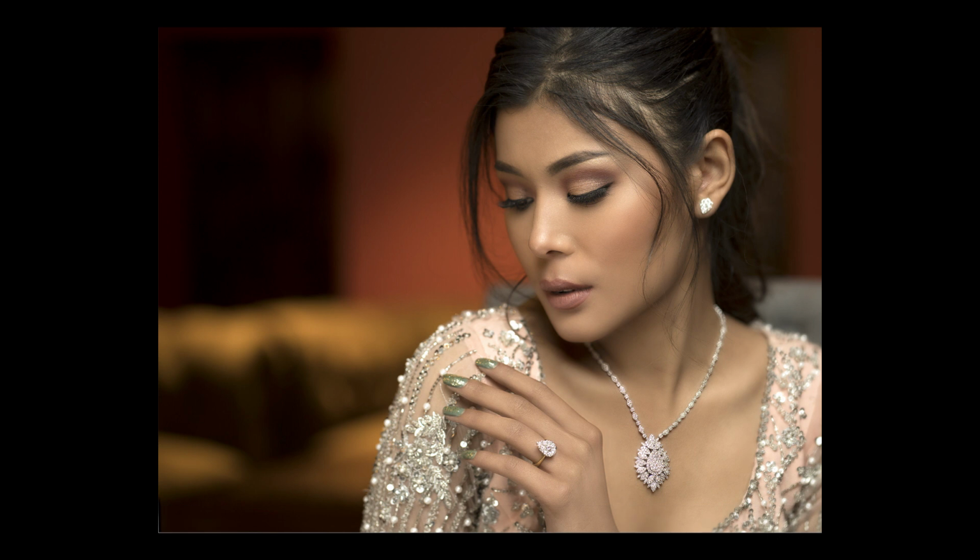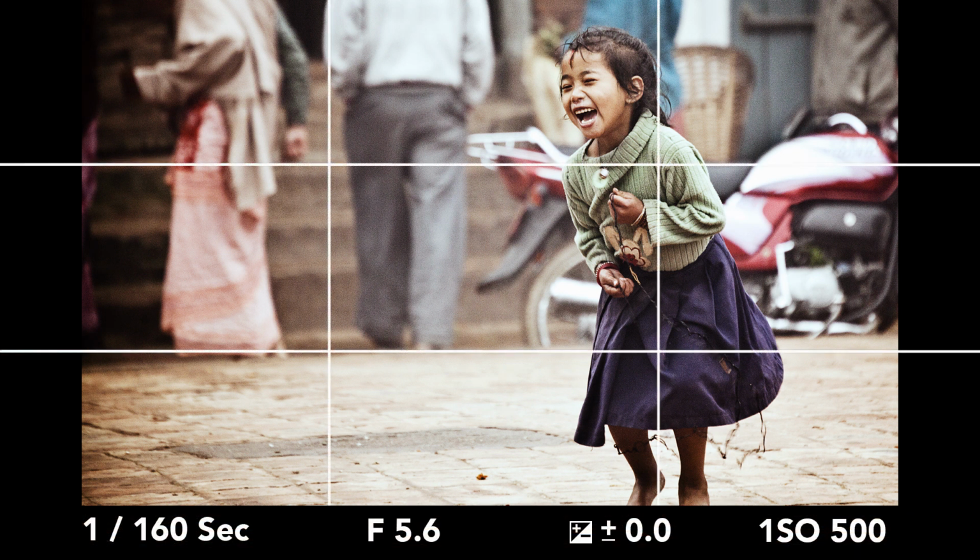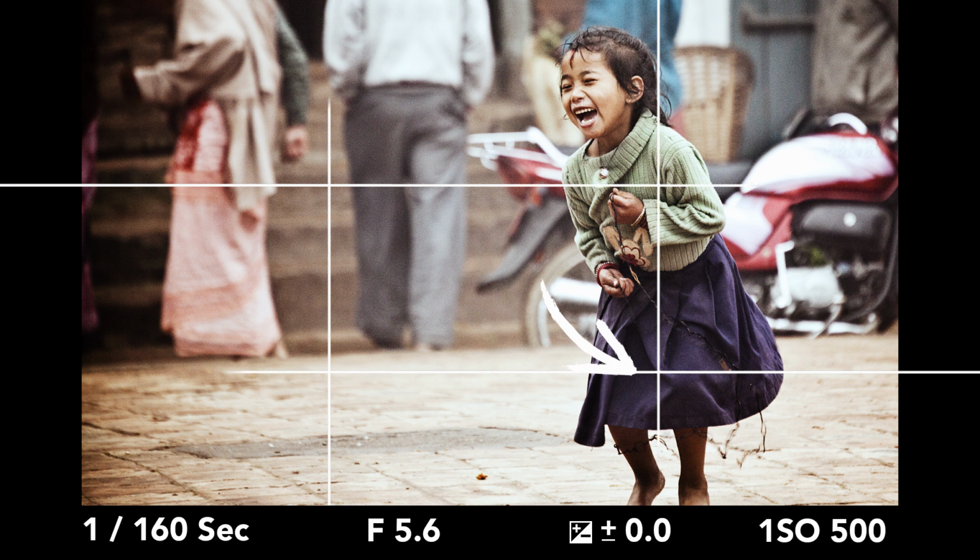So this particular cute picture I took in Bhaktapur, which is only a 45 minute drive from Kathmandu, an amazing place to do street photography. This beautiful little girl was just playing around, and what have we done with this? She has been placed on the top right intersection. Her entire body is in the right vertical line, and her head is in the top right intersection.